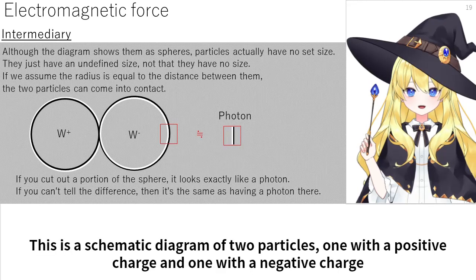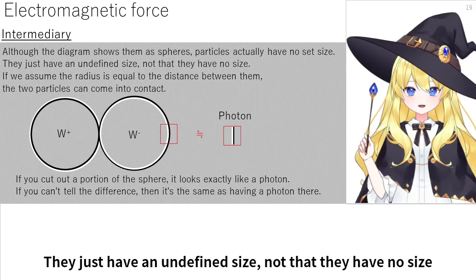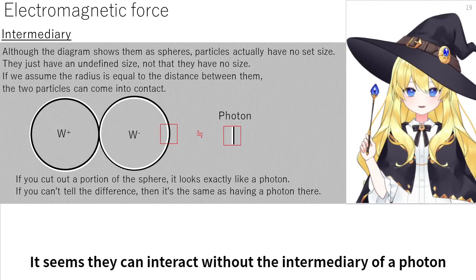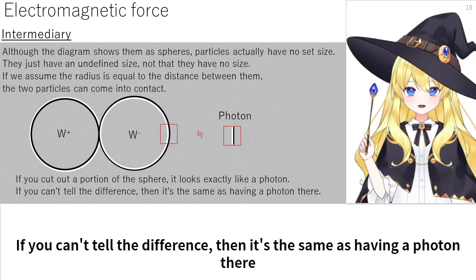This is a schematic diagram of 2 particles, one with a positive charge and one with a negative charge. Although the diagram shows them as spheres, the particles actually have no set size. They just have an undefined size, not that they have no size. If we assume the radius is equal to the distance between them, the 2 particles can come into contact. It seems they can interact without the intermediary of a photon. But look closely. If you cut out a portion of the sphere, it looks exactly like a photon. If you can't tell the difference, then it's the same as having a photon there.